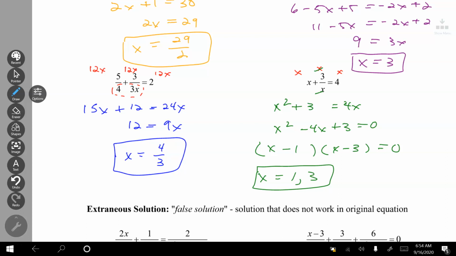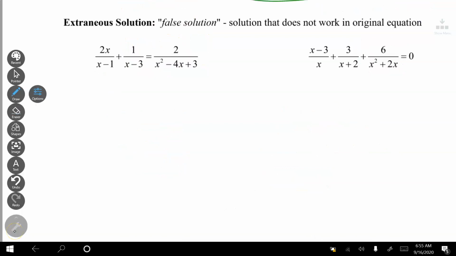If I go back to the original problem, you'll see that they both work. Plug in 1, I get 1 plus 3 equals 4, and I plug 3 in here, I get 3 plus 1 is equal to 4. Sometimes I get 2 solutions. So for these next problems, I have to make sure I don't have extraneous solutions. An extraneous solution is a false solution. That means you did everything right algebraically, but it does not work in the original problem.